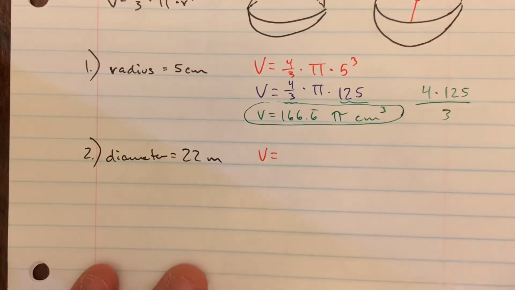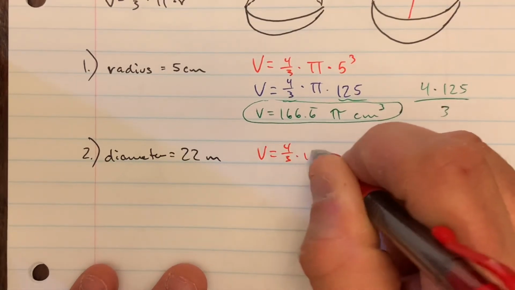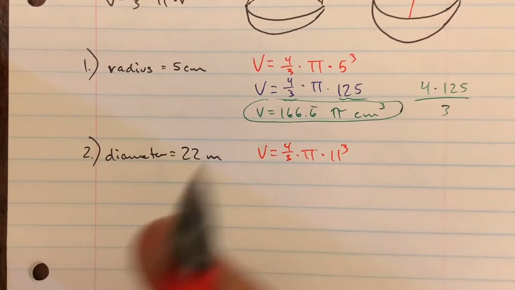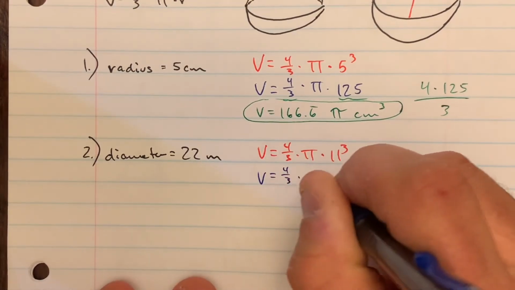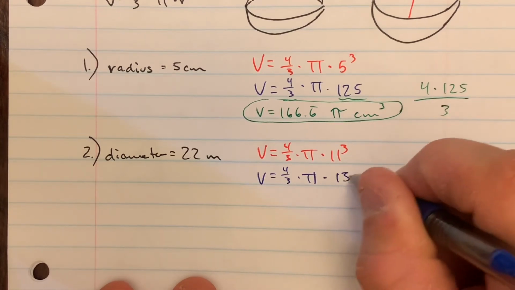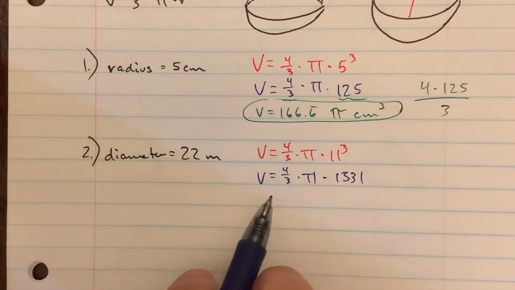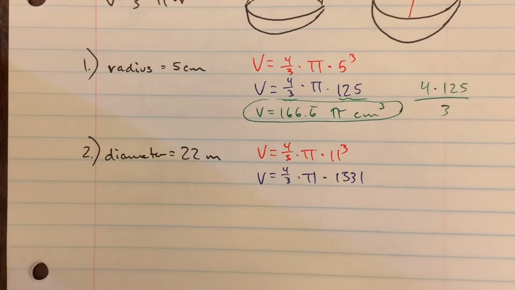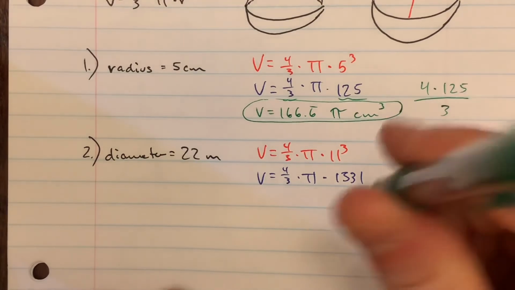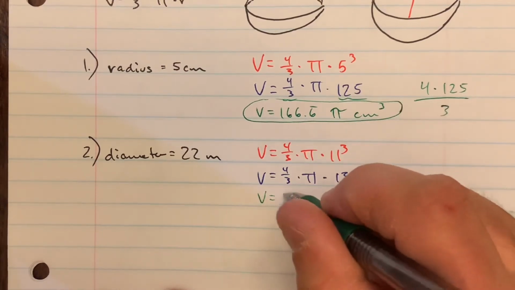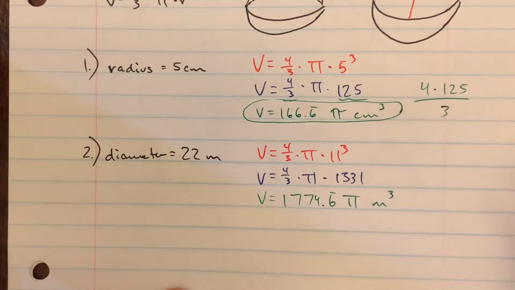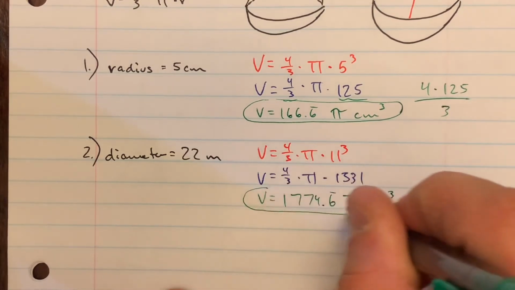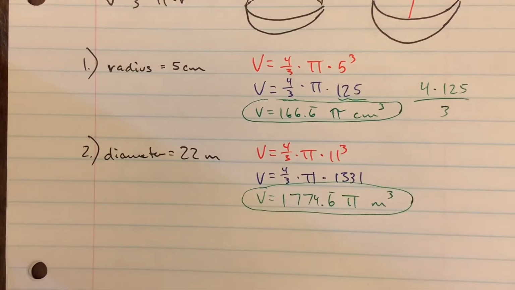So we're just going to cut that in half, plug it into our radius here. So 4/3 times pi times 11 cubed. Which, when we multiply all those through, it's going to be volume equals 4/3 times pi times 1,331. 4 times 1,331 divided by 3 gives me a whole large number in terms of pi. 1,774.6 repeating pi meters cubed. All right.